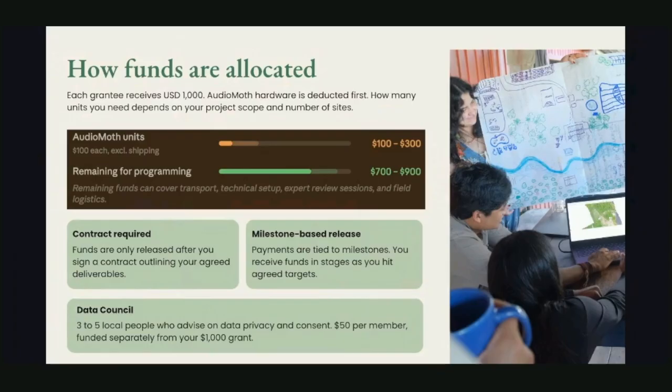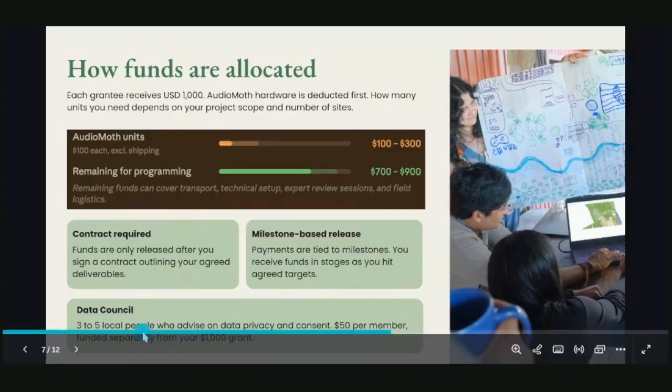If you need more, then probably $300 if you need three, right? And the rest of the funds can also be used for programming. So it could be your transport, it could be for your technical setup. If you are doing some workshops, it could also cover your logistics. And for the funds, basically there will be a contract, and funds will be released via milestones.